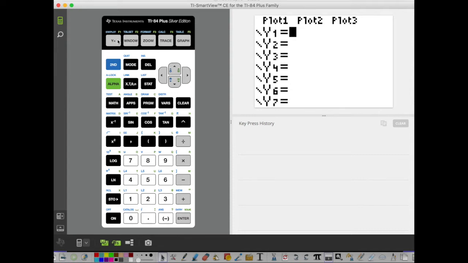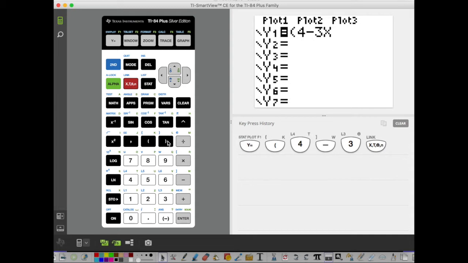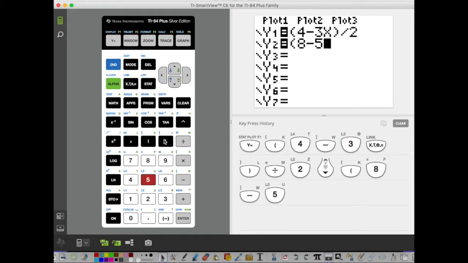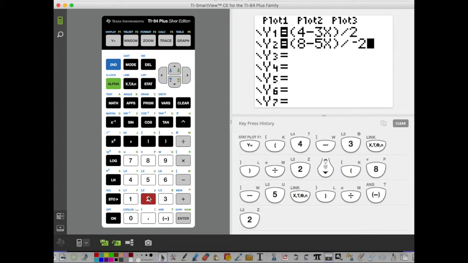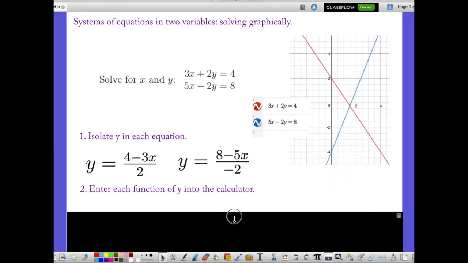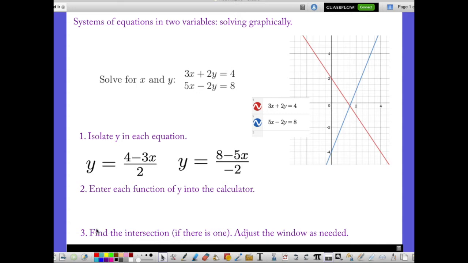Okay, so we will go to our y equals, which I am here right here. And so then we have parentheses 4 minus 3x for that first equation, and parentheses divided by 2. And then we'll enter the next one, parentheses 8 minus 5x, and parentheses, and divided by -2. All right, so then after we enter each function of y into the calculator, we simply find the intersection graphically and adjust our window as needed.